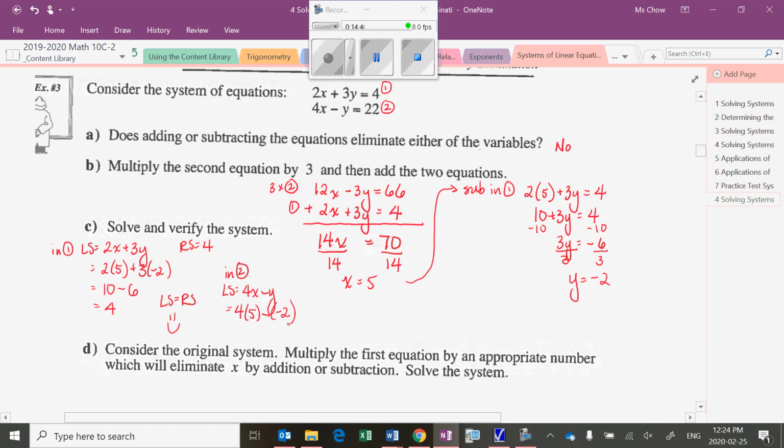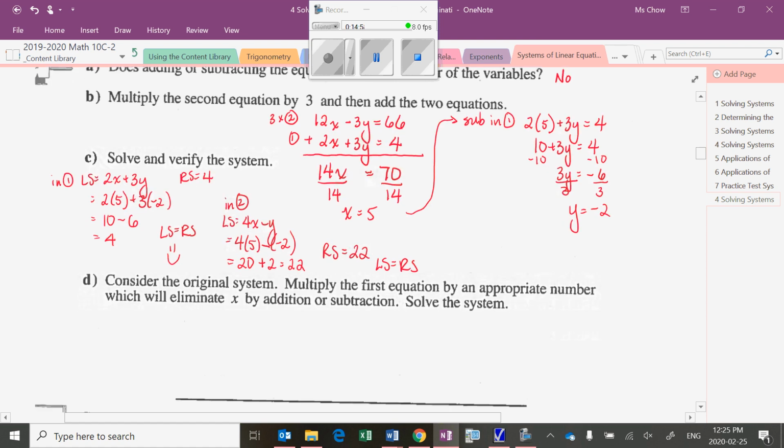Because y is negative 2 and we're subtracting y, so minus negative 2. So that will give us 20 plus 2, also known as 22. And conveniently, our right side is 22. And so once again, left side equals right side. And we have our solution. So we'll put in our fancy set brackets, and we'll say that here that x equals 5 and y equals negative 2.